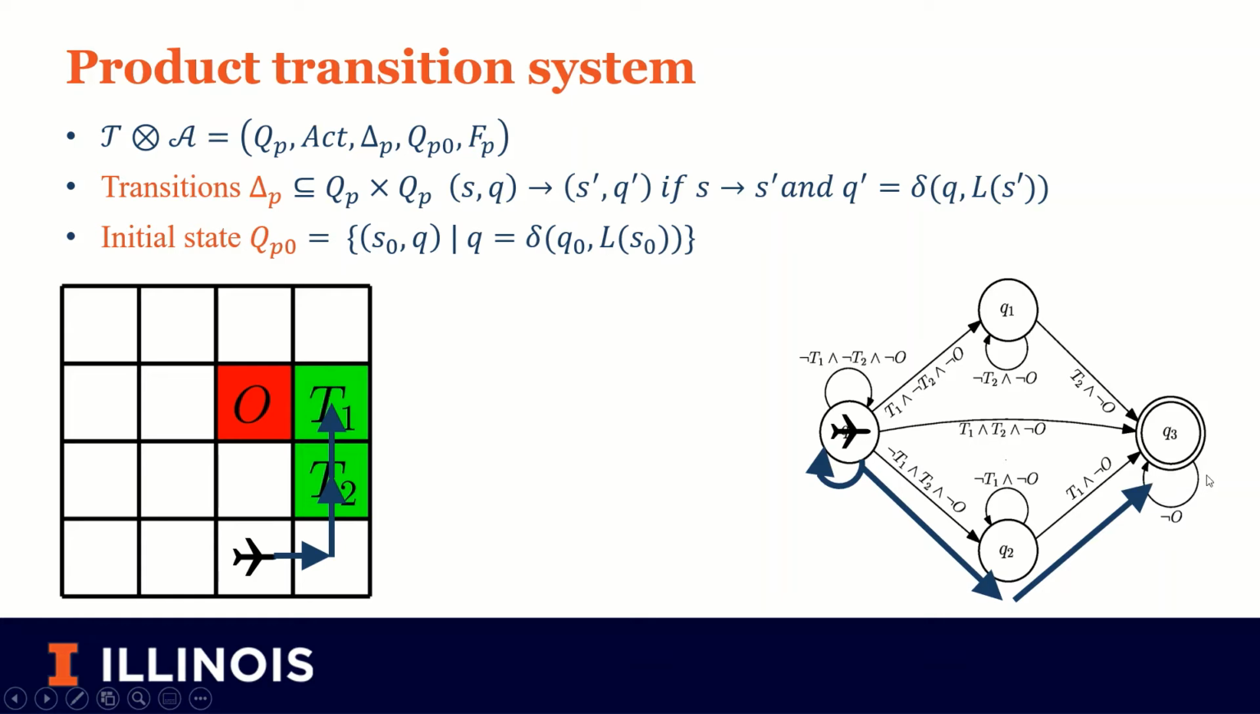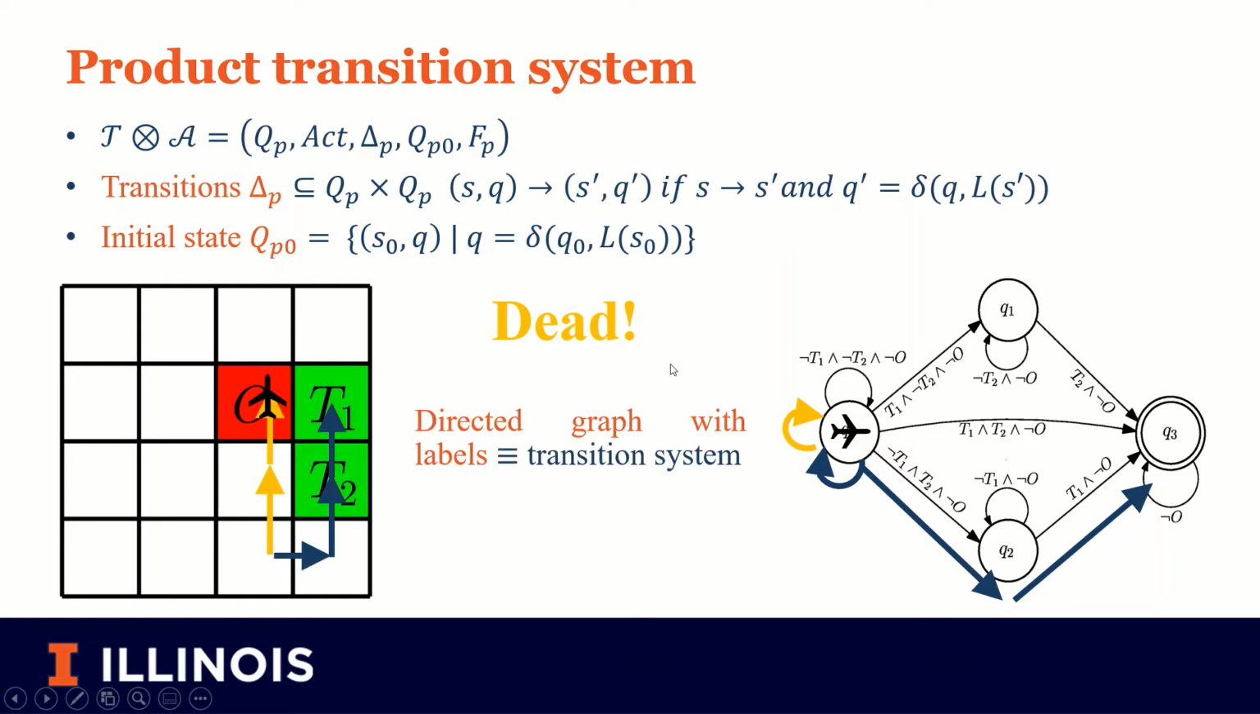Now let us consider another path. It starts from the same initial state. It goes to this state here and there is no change in the history of visited labels, so it stays in Q0 in the automaton and hits the obstacle in tau. And there is no way the agent can satisfy the LTL formula phi, so the agent is dead right now. We use this terminology interchangeably. A transition system is equivalent to a directed graph with labels.